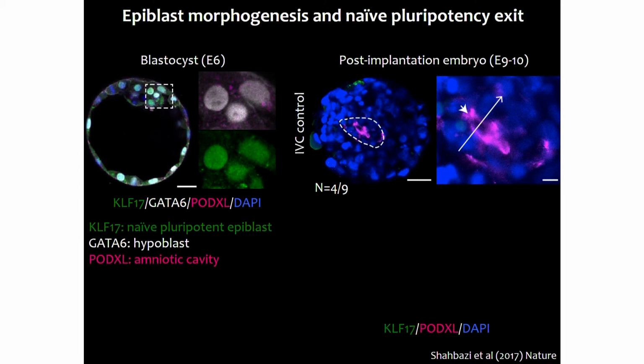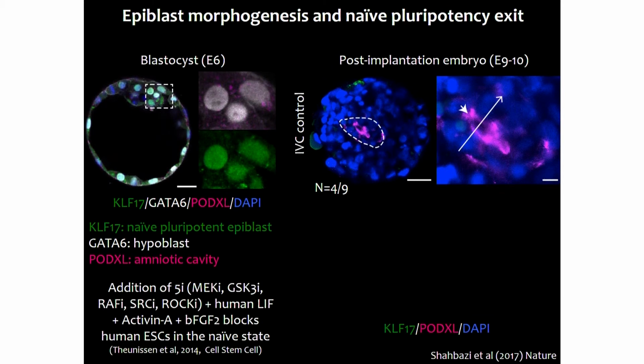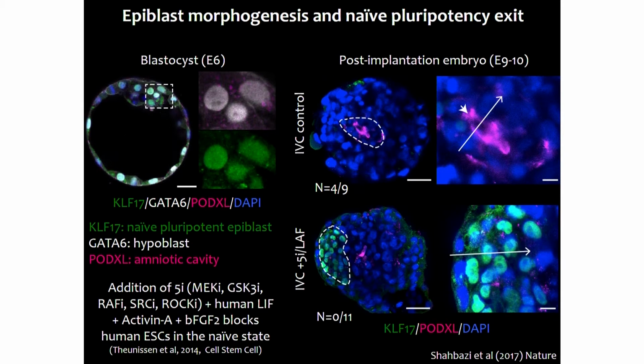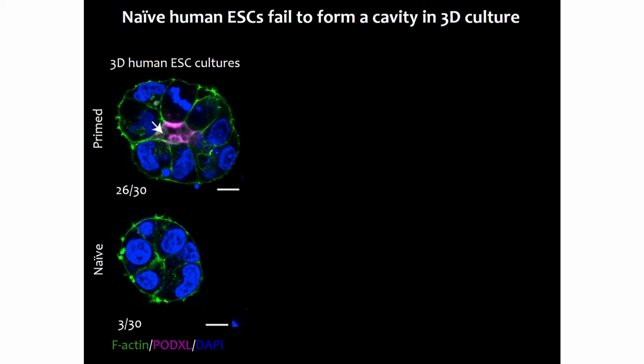But now we can do functional studies and we can do a trick. We know from the work done in human embryonic stem cells that if we add these compounds, we block this loss of pluripotency. So that's what we did. We added those compounds to the human embryo, and now you can see that the expression of those pluripotency genes is maintained and the amniotic cavity is not formed. So these results are really indicating that the epiblast cells need to lose these pluripotent characteristics for the amniotic cavity to be formed.